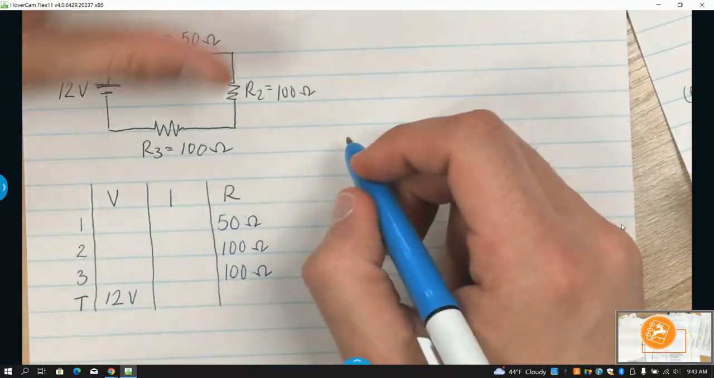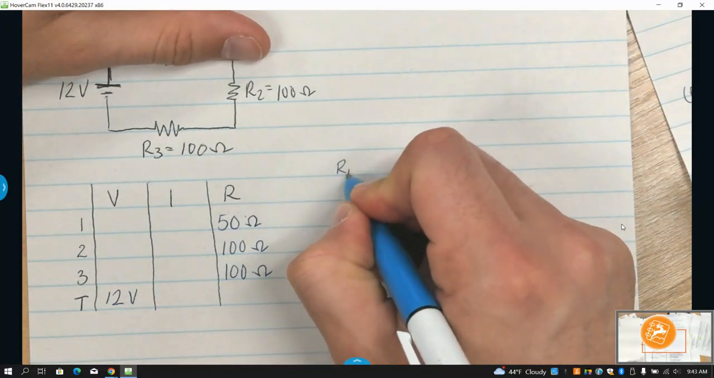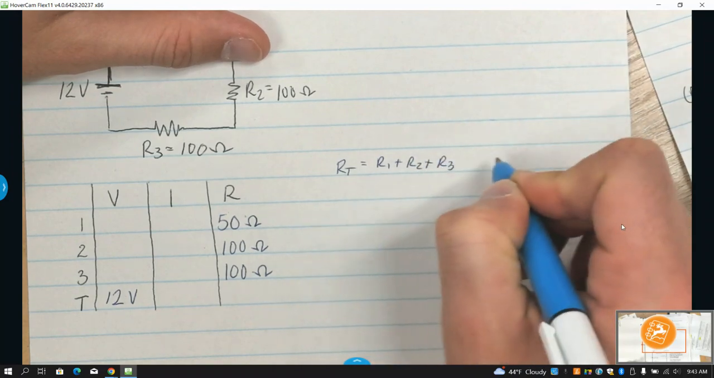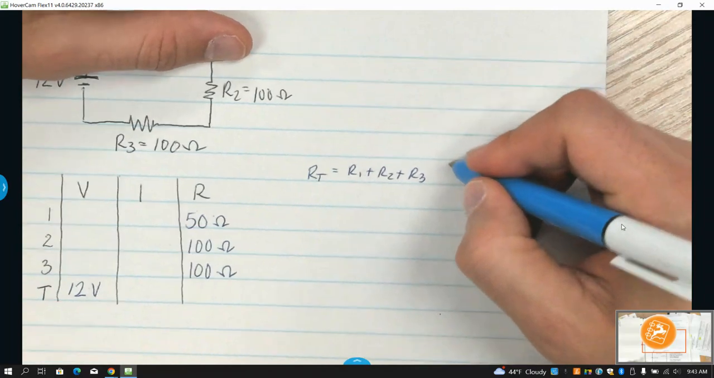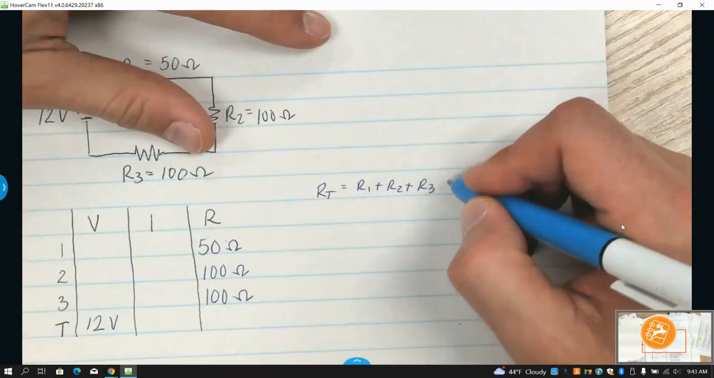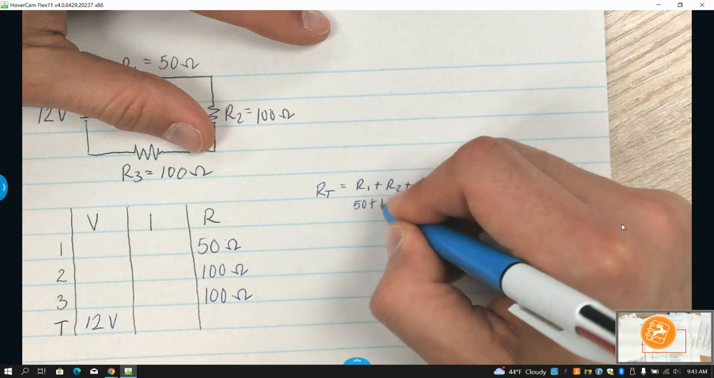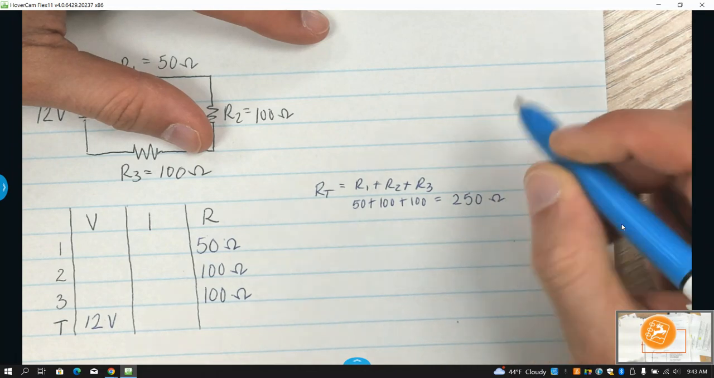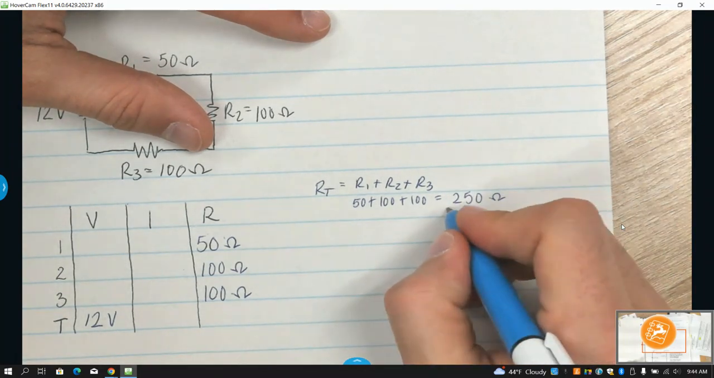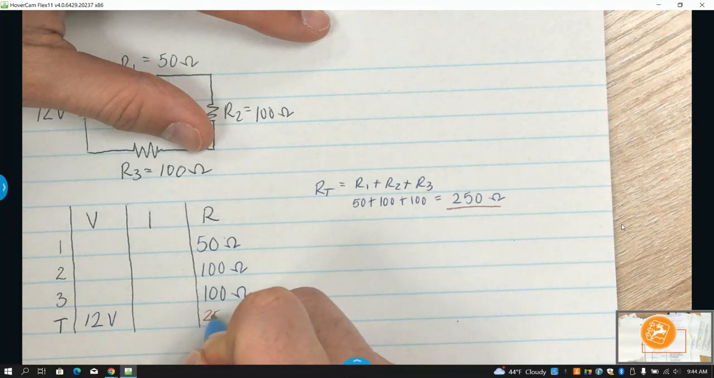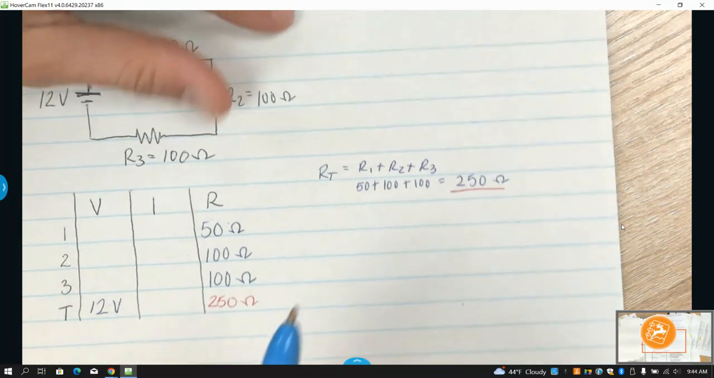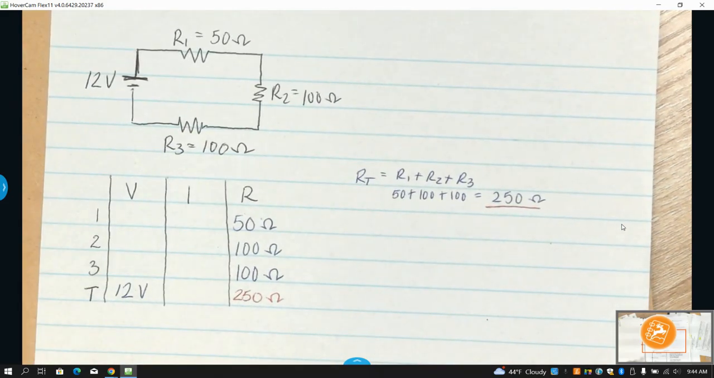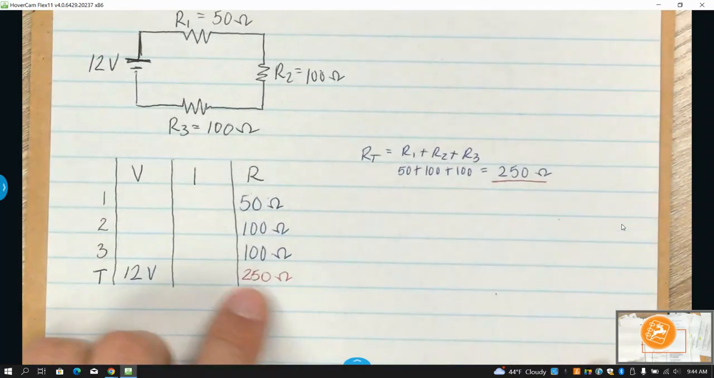So RT is equal to R1 plus R2 plus R3. So that is just going to be your 50 plus 100 plus 100, and you're going to get 250. So that value, now we can put here. Okay, so this is the first row where I have two pieces of information.